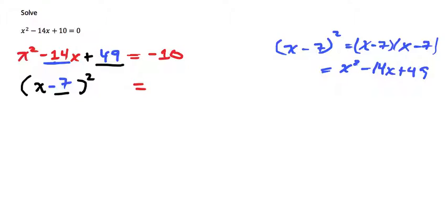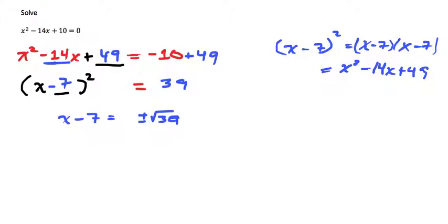Now, in order for us to balance this equation, one thing that we have to do is, because we artificially added 49 to this side, we must also add 49 to the other side. So negative 10 plus 49 is going to give me 39. And then I can finish solving this problem. Take the square root of both sides. So x minus 7 equals plus or minus the square root of 39.